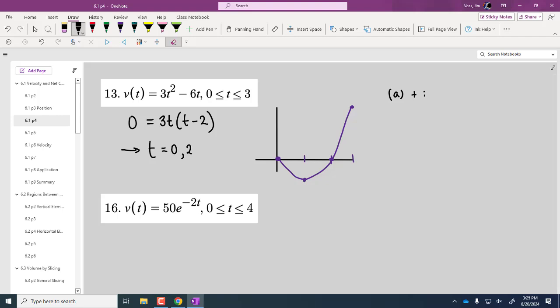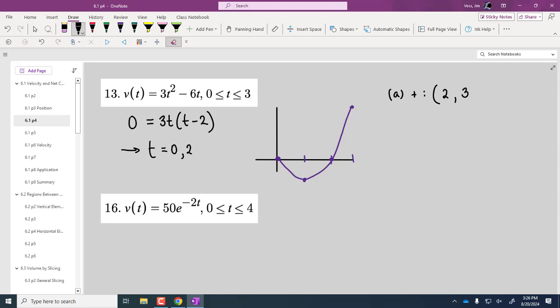What interval will we choose for the positive direction? 2 to 3. At 2, we notice that it's 0, so we definitely exclude 2. But at 3, isn't it still moving in the positive direction? So what are we going to do? Not infinity.